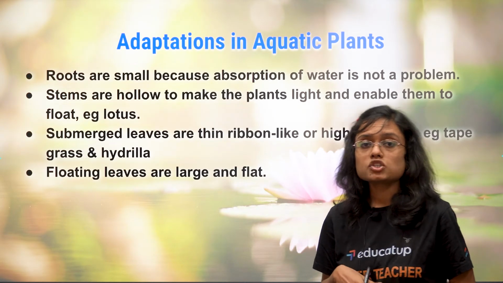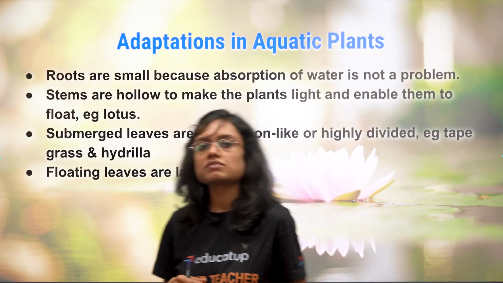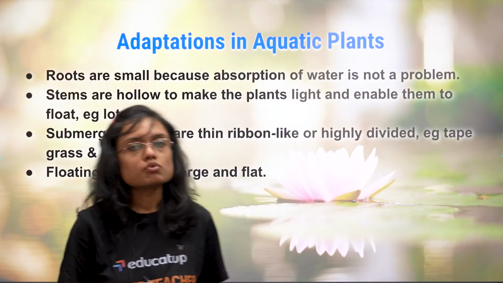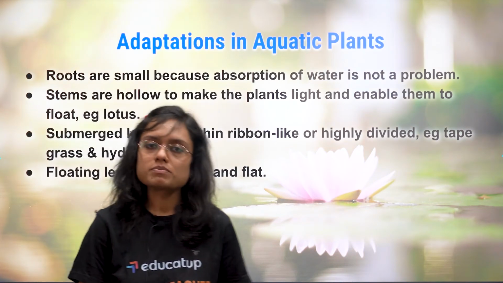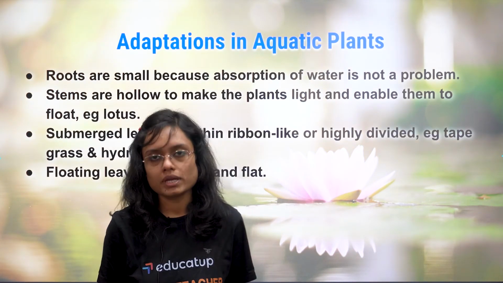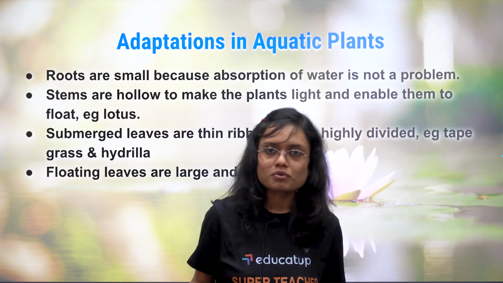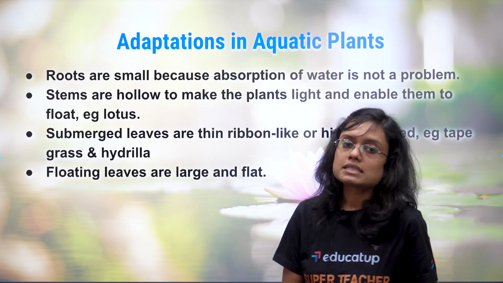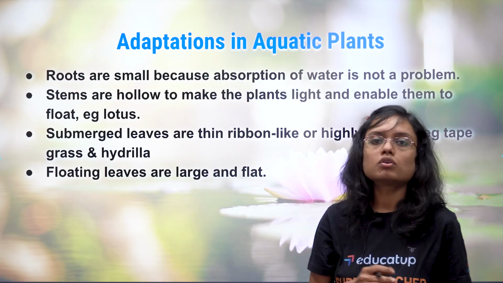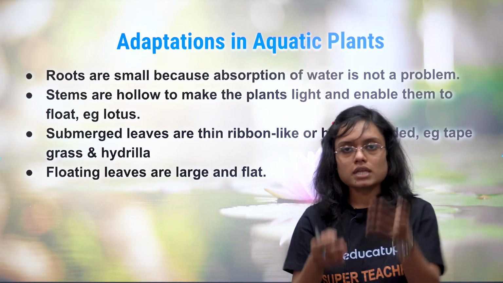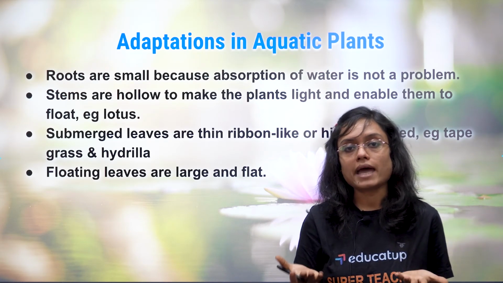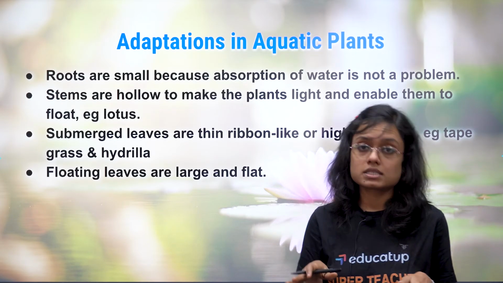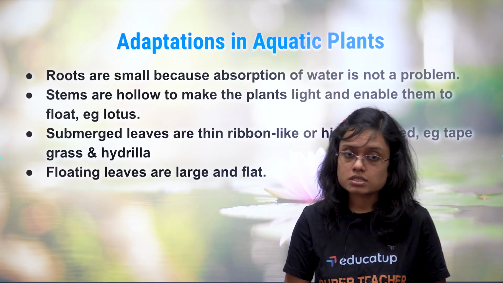Now, adaptations in aquatic plants, that means the plants which are found inside the water. Roots are small because there is no problem of absorption of water. In aquatic environment, you have water only as the medium, so roots are not so important over there. Stems are hollow. Stems hollow होती हैं. Hollow होती है मतलब बिल्कुल उनके अंदर कुछ नहीं होता है ताकि प्लांट एकदम लाइट रहे और इजीली फ्लोट कर सके. लाइक फॉर एग्जांपल इन केस ऑफ लोटस.